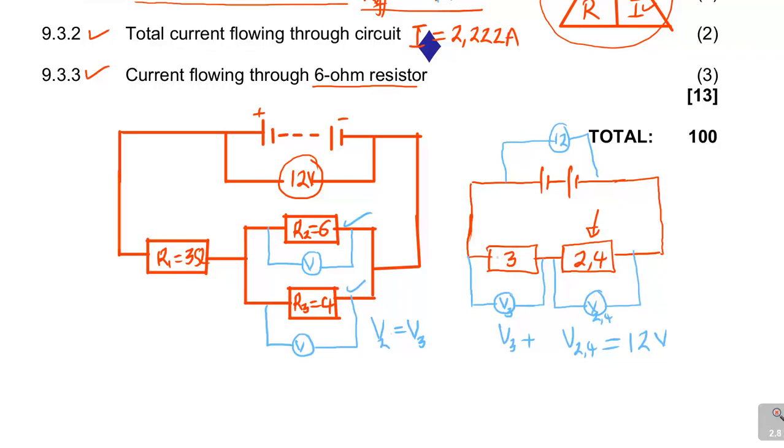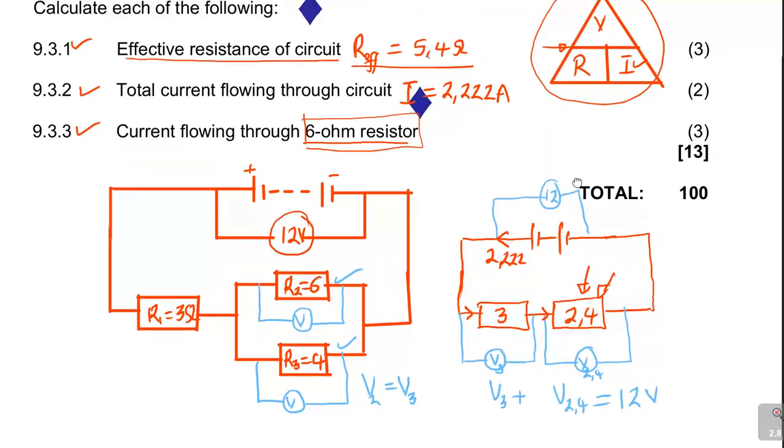I'm saying we know what the current is here. The current we just calculated was 2.222 amps. That is the current that entered. The question is interested in the 6 ohm resistor, and because the 6 ohm is linked to the 2.4, I'm going to find the voltage there. So how do I calculate it?